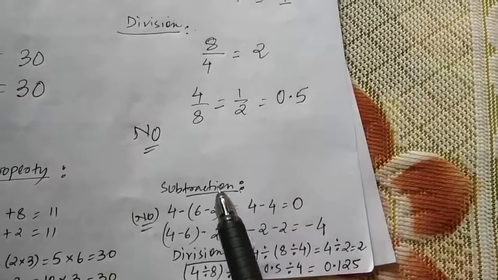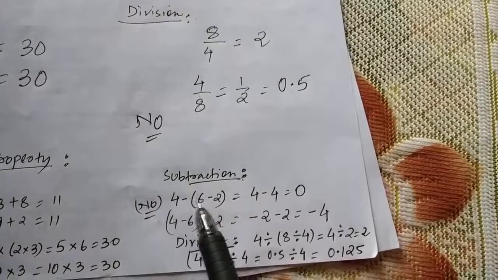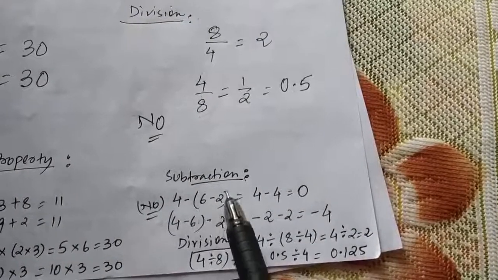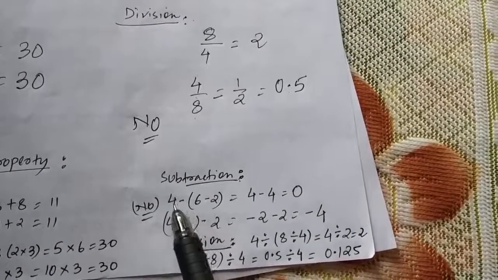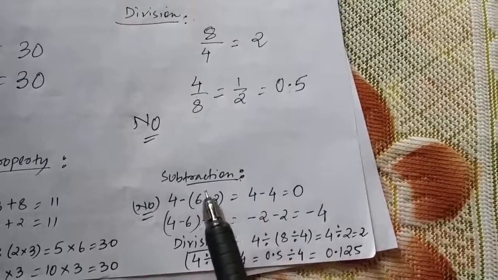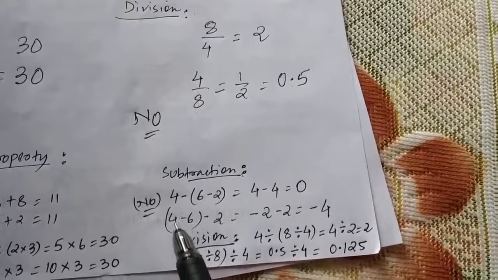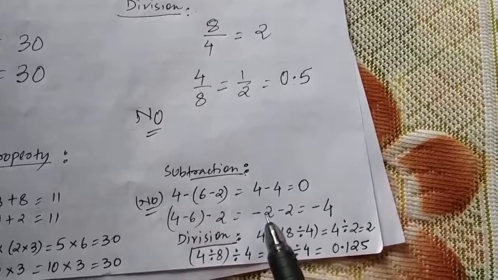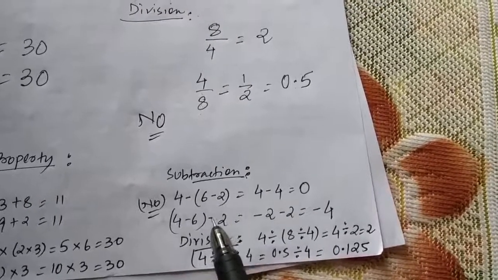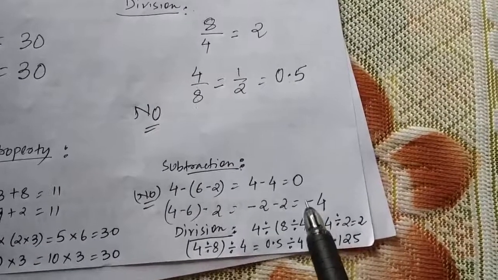Now we will go for the subtraction. In the case of subtraction, I have taken three integers, 4, 6 and 2. First I will subtract 6 and 2. I got 4. So 4 minus 4 will be 0. Now in the next step, I will take 4 and 6 together. So 4 minus 6, I got minus 2. And then I will subtract 2 from it, so minus 2 minus 2, I got the answer minus 4.